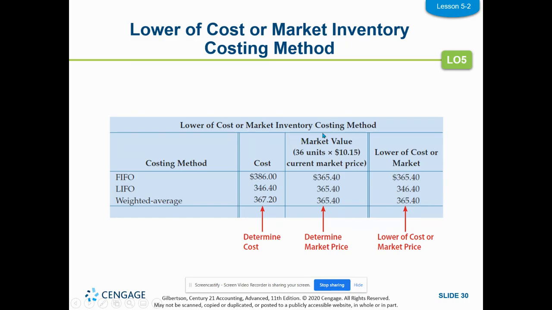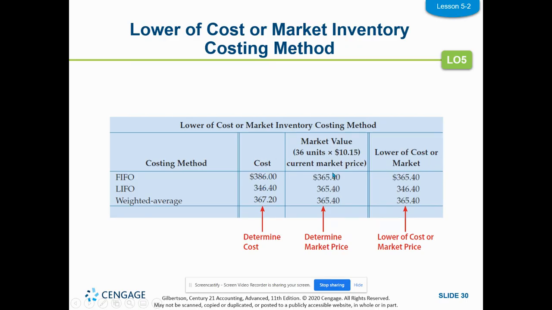So the market inventory method costs our units, our inventory, at the market price. In this case, our market price is $10.15. Remember, on the other one, the market price was different at every single level. And so that means the market price of our units was $365.40.